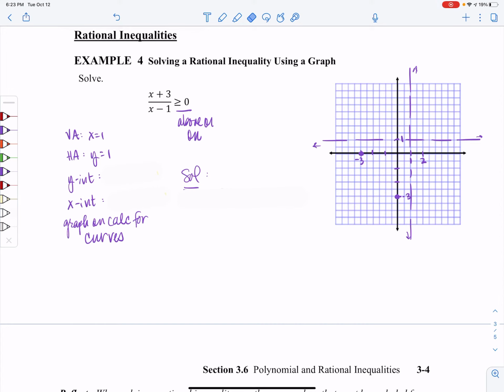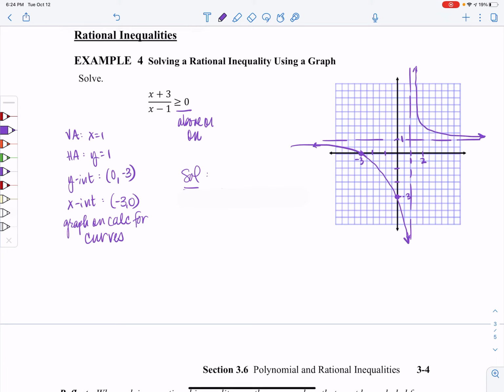My y-intercept, when I plug in 0 for x, I get a -3 out. Notice that's already on my graph. My x-intercept is going to occur at (-3, 0), whatever makes the top 0. All right, so at this point, I have my asymptotes on the graph. I have my x and y intercepts on the graph. When I put it into the calculator to graph the curves, remember that you are using the asymptotes as fences. And so this is what we're looking at.